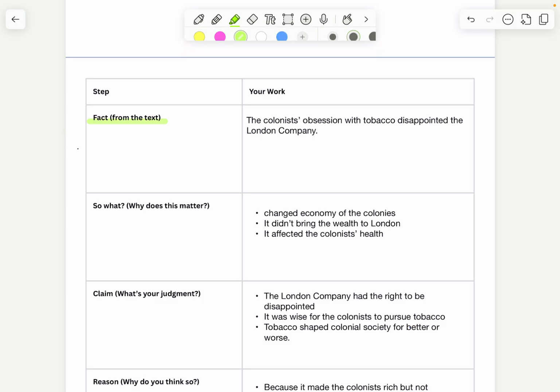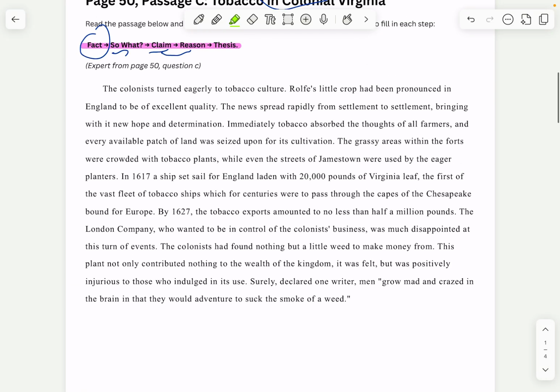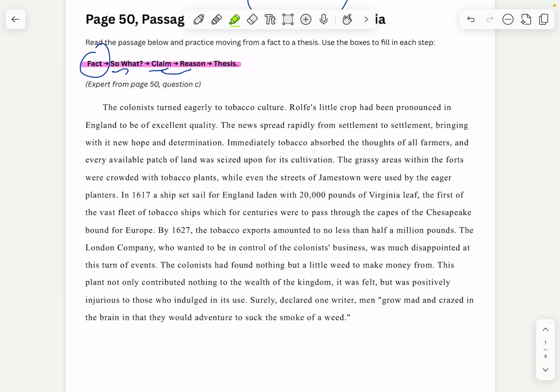Now, I chose the colonists' obsession with tobacco disappointed the London Company. Okay, and this one I'll show you in the paragraph where it comes from. Right here. The London Company, who wanted to be in control of the colonists' business, was much disappointed at this turn of events. Okay, but I didn't choose it randomly.